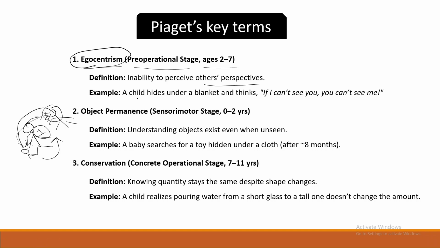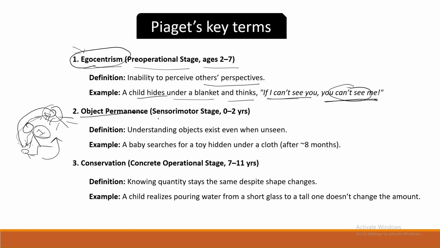Another example: a child hides under a blanket and thinks, if I can't see you, you can't see me. He fails to understand the other's perspective. This is called egocentrism. Next, object permanence.